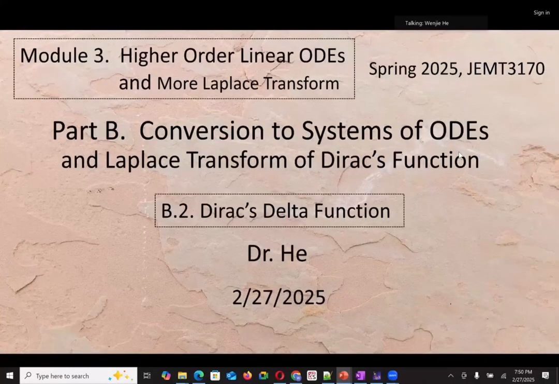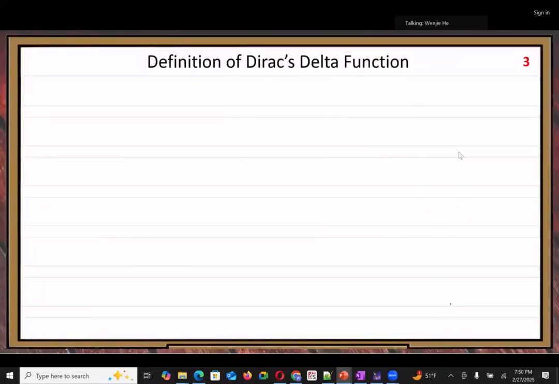Next, B.2, Dirac's delta function. Here I only have less than 10 minutes, so let me just talk about this Dirac function a little bit. Next time we will calculate the Laplace transform and other related formulas. First, the definition of Dirac's delta function. We need to define this function.